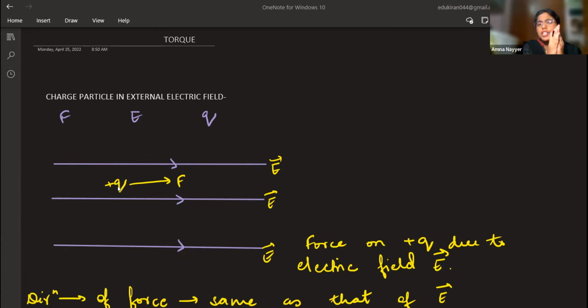For example, this is a charge. Three things you have to keep in mind: force, electric field, and electric charge. These things you have to have in your mind. Now, if this is a positive charge, the direction of force is exactly the same as that of the electric field for a positive charge. Now, electric field will be what? Electric field will be force divided by charge, or F is equal to QE.